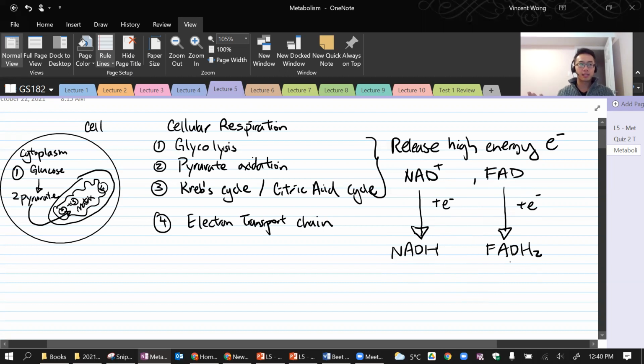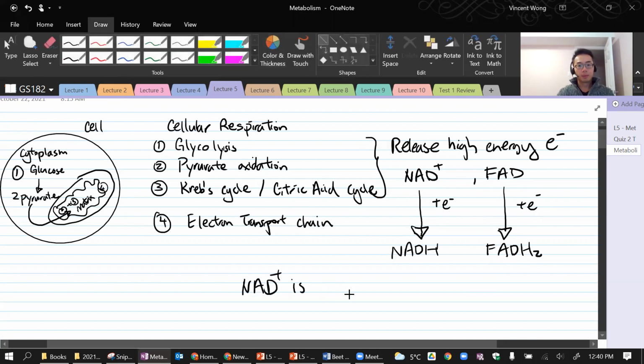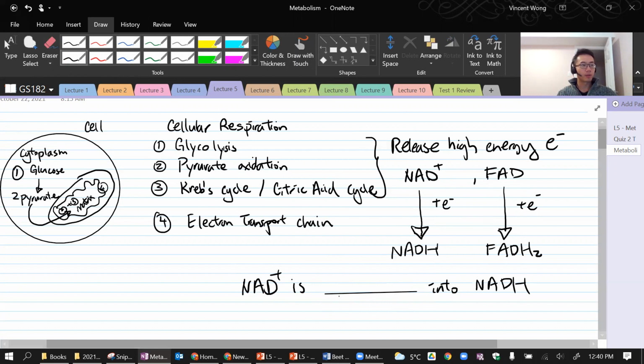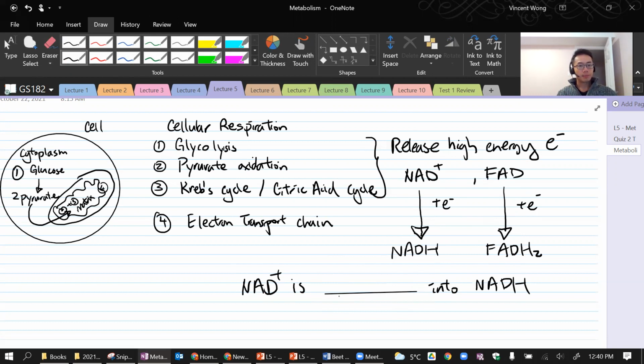So how do I say this properly? Okay, listen to me. I'll write down here, and then you tell me. NAD plus is blank into NADH. What's the word that I should put here? Is it oxidized or is it reduced? What is the correct word to put there? Please tell me. Is it oxidized into NADH or reduced into NADH? Anybody?